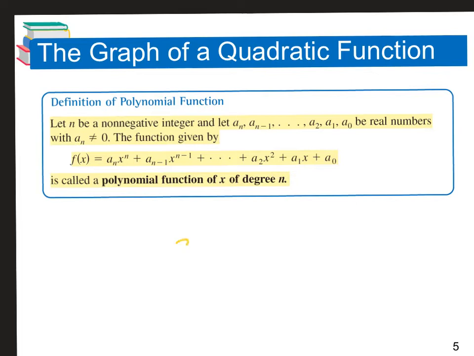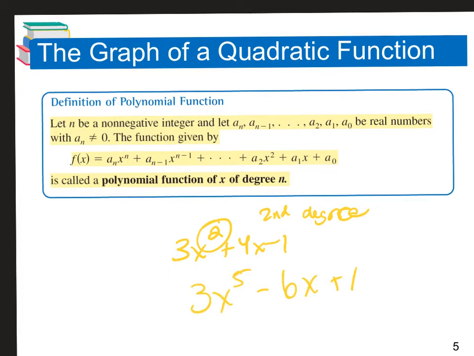So if I have something like 3x squared plus 4x minus 1, this is to the second degree. Whatever the highest exponent is in your problem. So if you have something like 3x to the fifth minus 6x plus 1, this would be to the fifth degree. Everybody understand that? Just the highest exponent. We talked about that. And we're going to talk about n as the exponent later on.